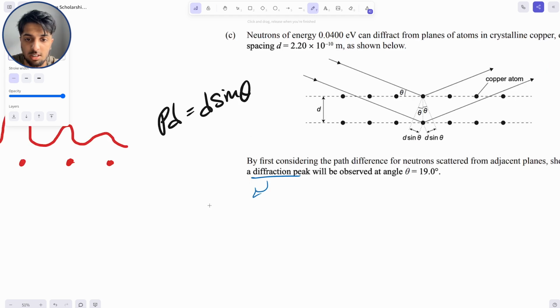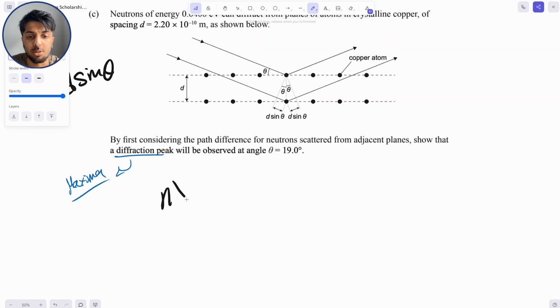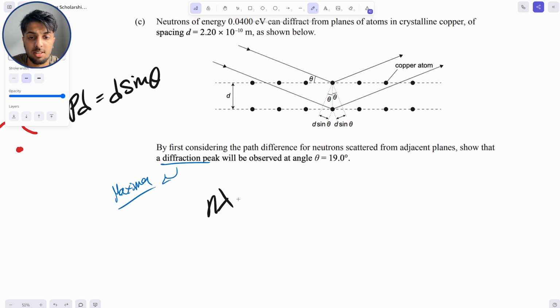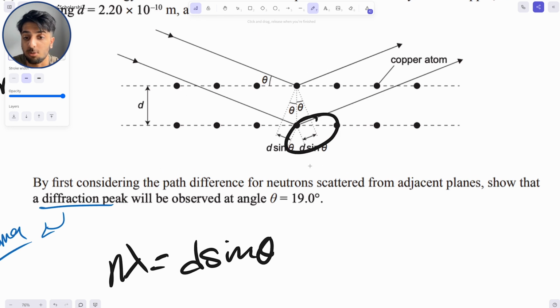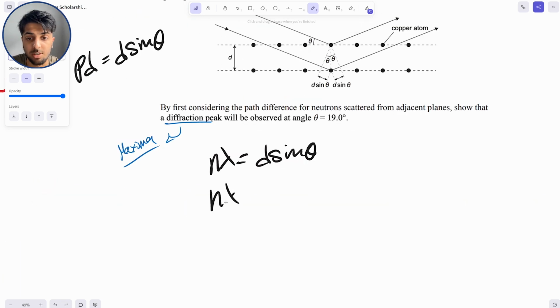This is just saying maxima. And to get a maximum, we normally say we need a whole number of wavelengths, and that is equal to our d sine theta, right? However, in this case, we need to be careful because these two waves right here have a path difference of 2 d sine theta, because we have a path difference of 1 d sine theta here and another d sine theta here. So in fact, we actually have 2 d sine theta as our equation.